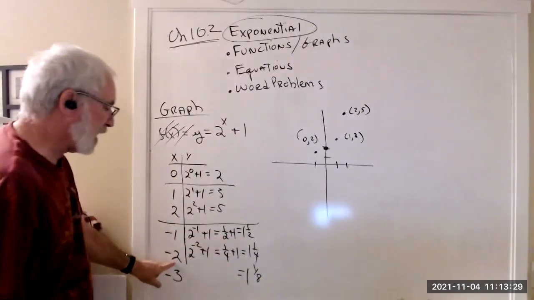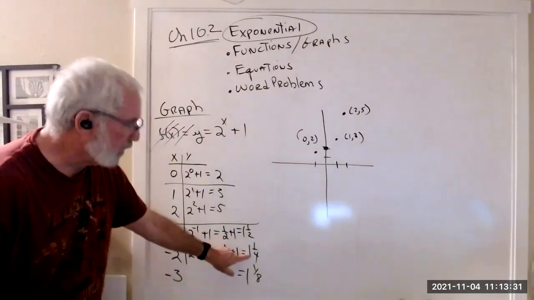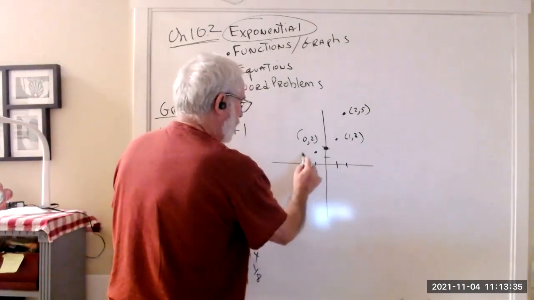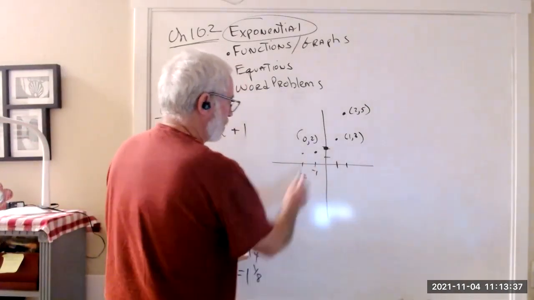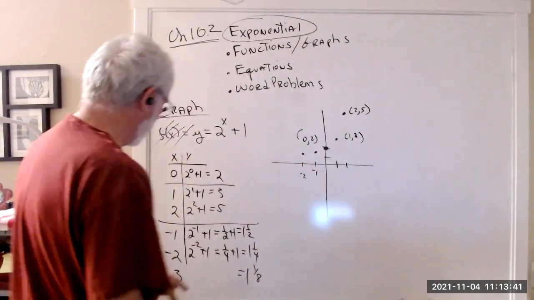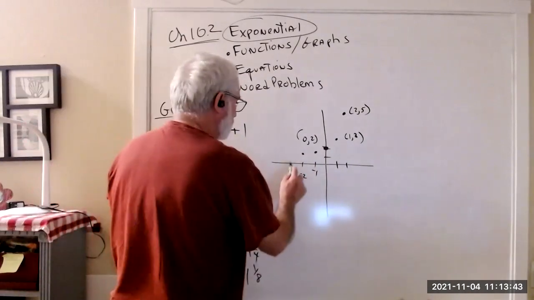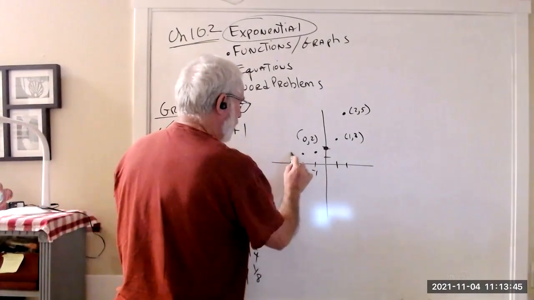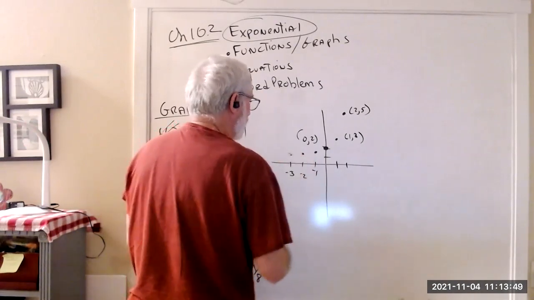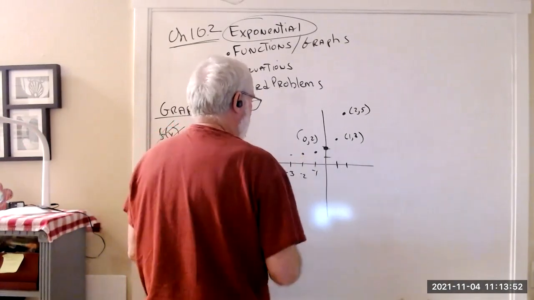When x is negative 2, y is 1 1/4. Well, here's negative 1, here's negative 2. 1 1/4. Okay, it's real hard to see on my graph. Negative 3, 1 1/8. Whoops, 1 1/8. Okay.